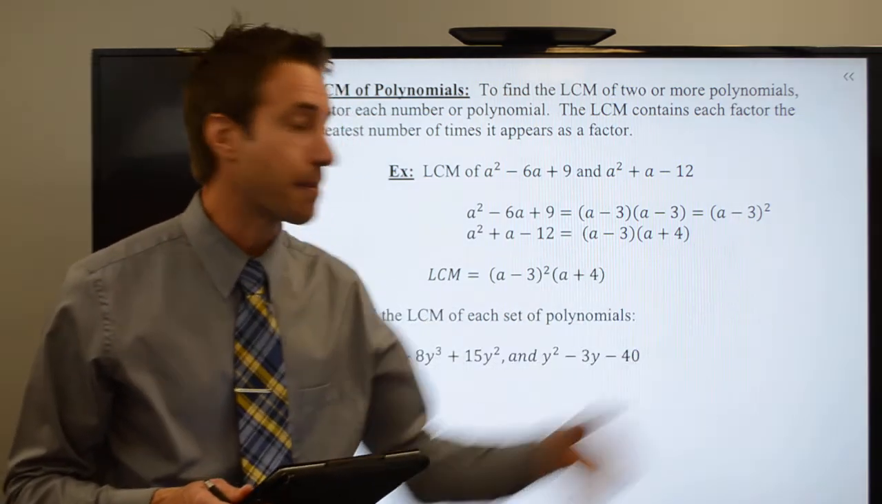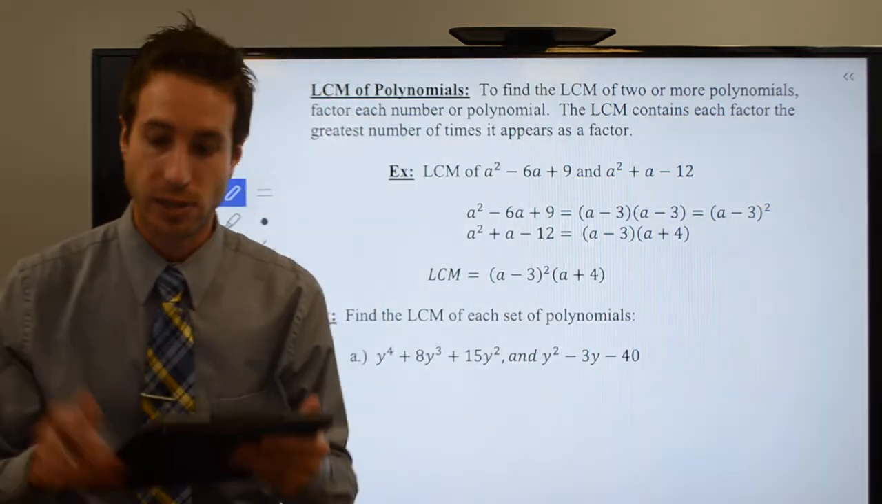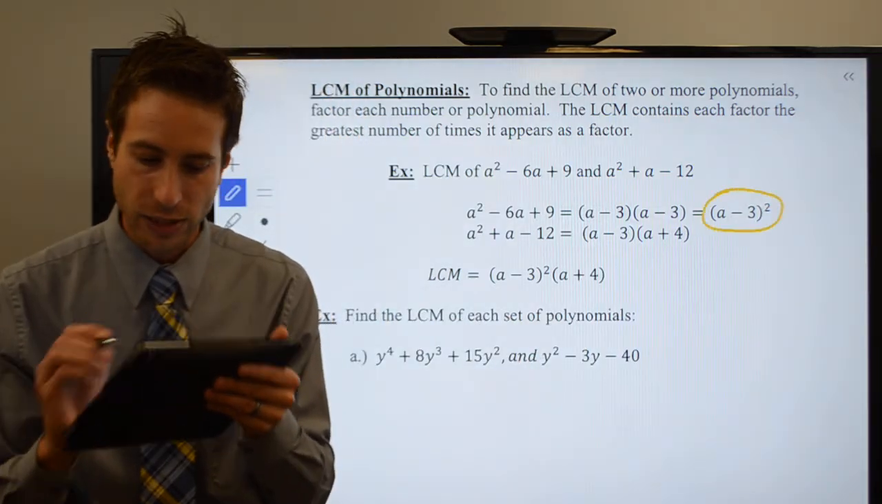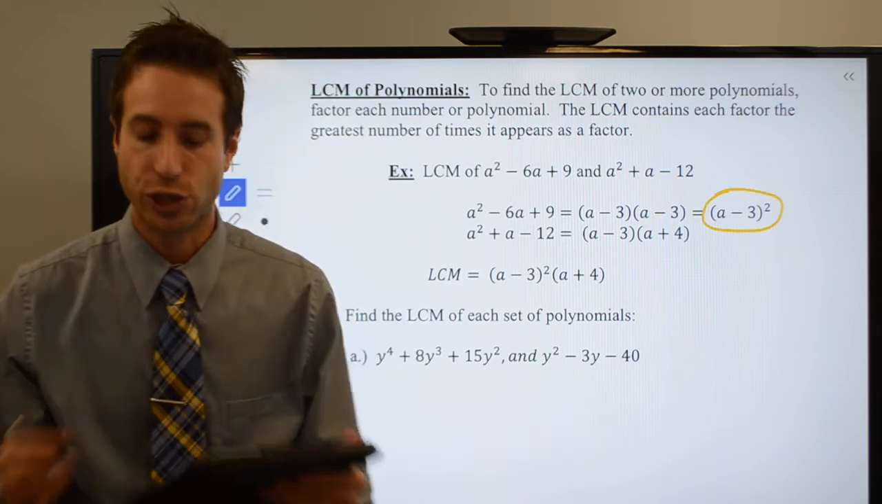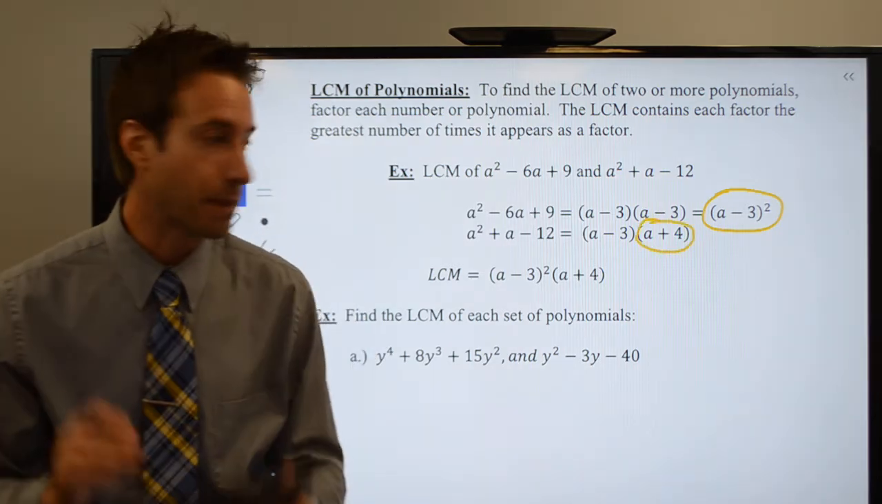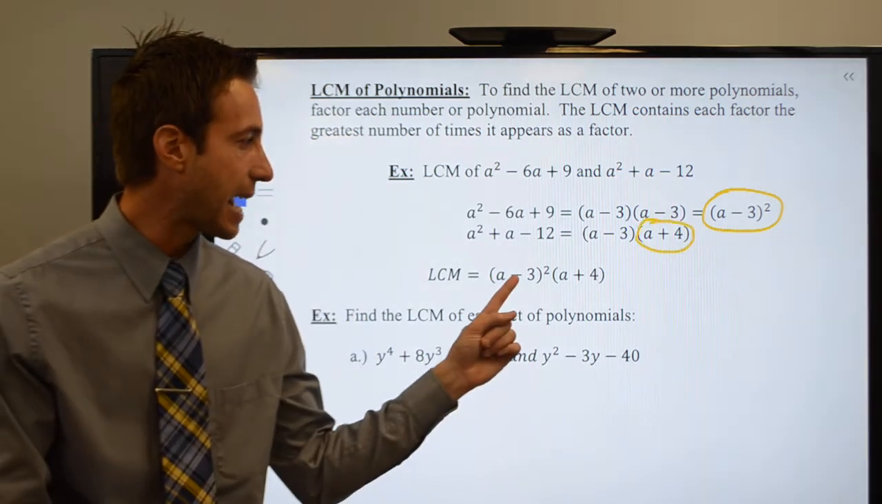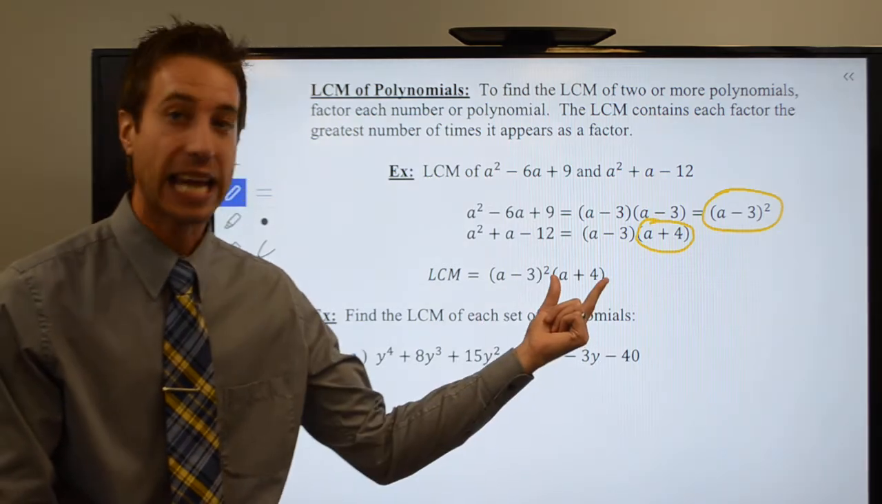A minus 3, a minus 3. This one's squared, this one's to the first, so I keep the one that's squared. A plus 4 only shows up once, so I keep it. My LCM then is an a minus 3 squared and an a plus 4.